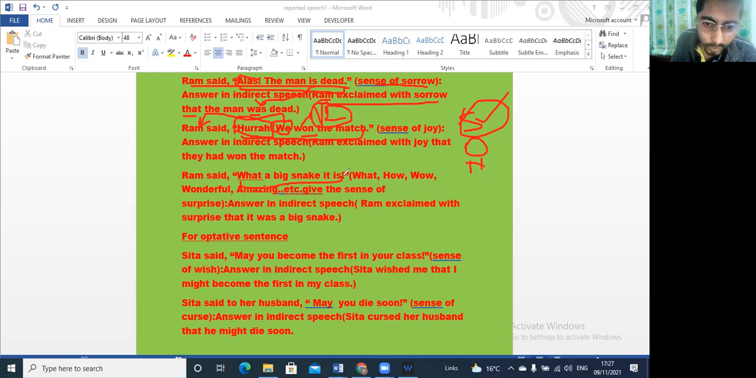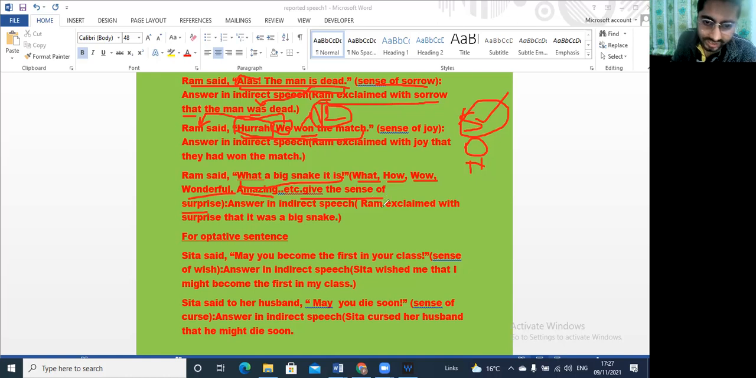Ram exclaimed with surprise. Okay, now let me add more information. If you see what, how, wow, wonderful, amazing, etc., it gives the sense of surprise. How big the snake is, what a big snake it is. Wow, what a beautiful snake. Can you tell like this? Quite hard to say because snake is ever deadly.